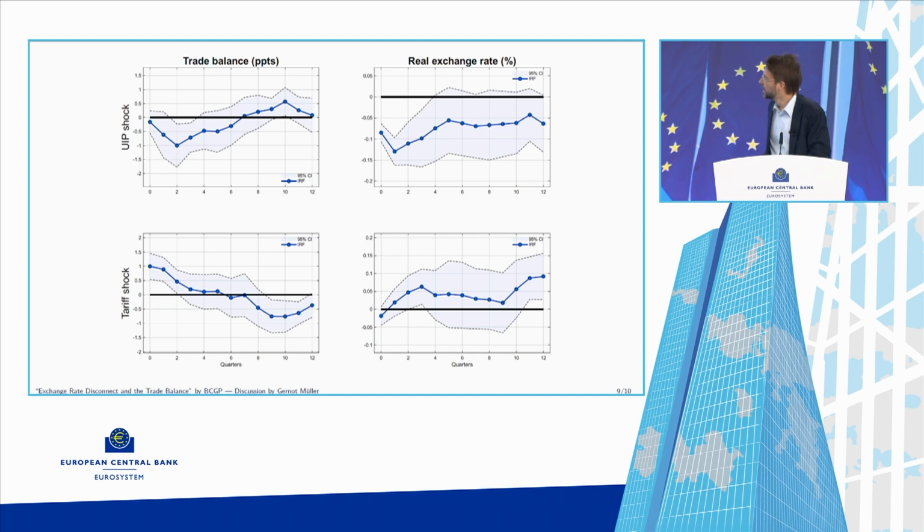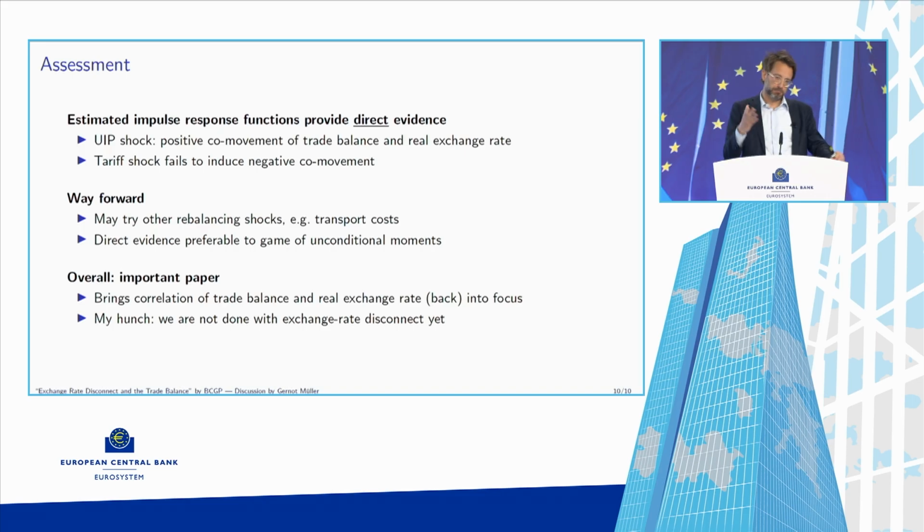So bottom line, I think we should try to come up with direct evidence. For the UIP shock, it kind of works here according to my estimates. For the tariff shocks, it doesn't seem to add up. But I think there's a way forward, because you may try other rebalancing shocks, for instance transport shocks. But I think what's important is we should be a little bit more ambitious, establish direct evidence rather than playing this game of unconditional moments with unobserved shocks doing all the heavy lifting.